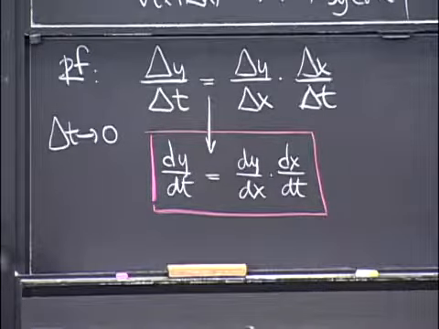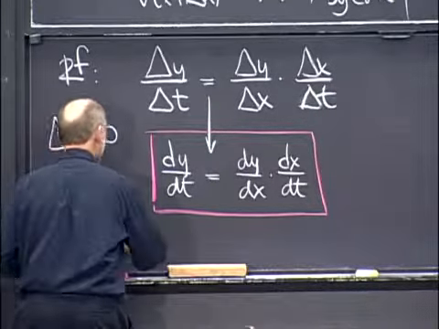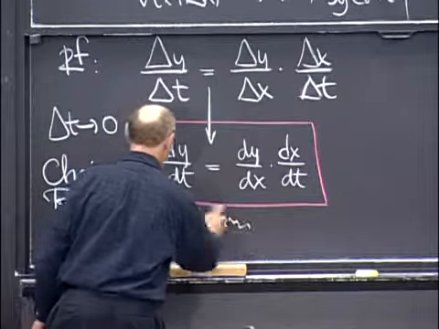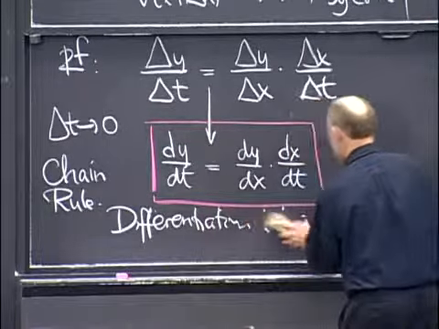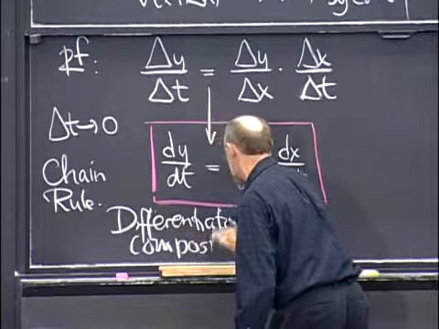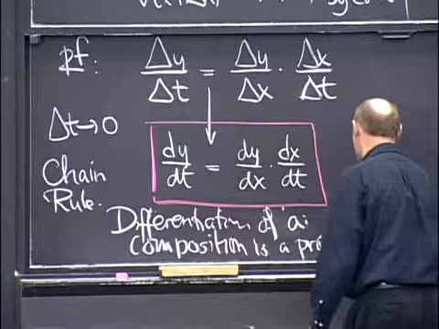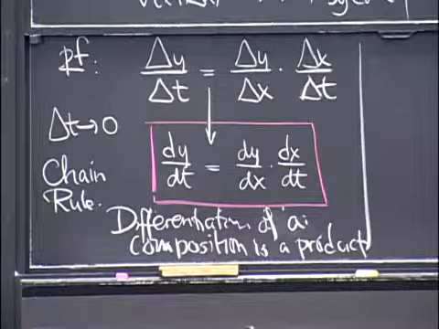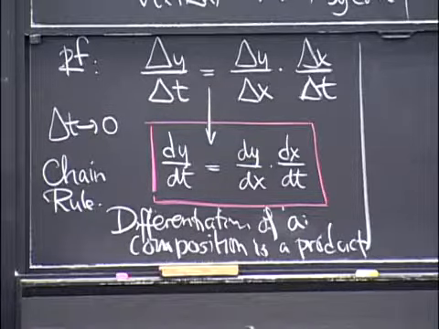In other words, this is the so-called chain rule. And it says that differentiation of a composition is a product. It's just the product of the two derivatives. So that's how you differentiate a composite of two functions.